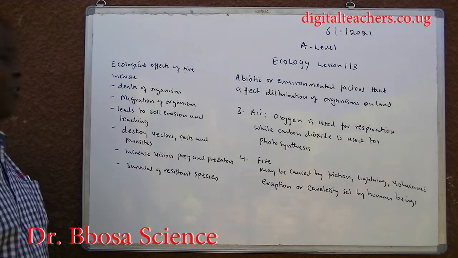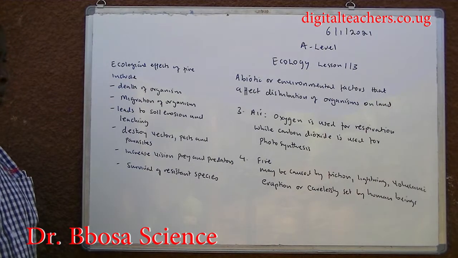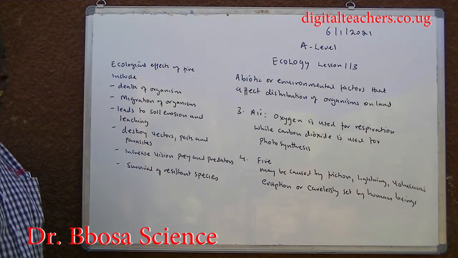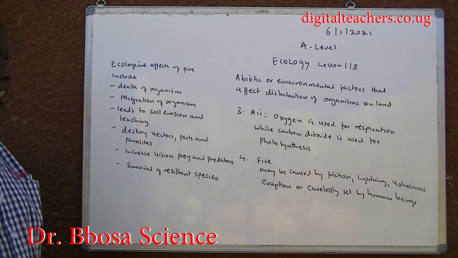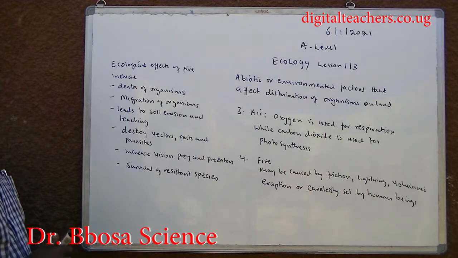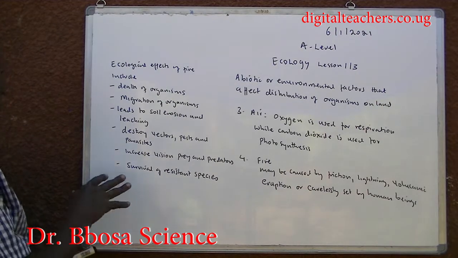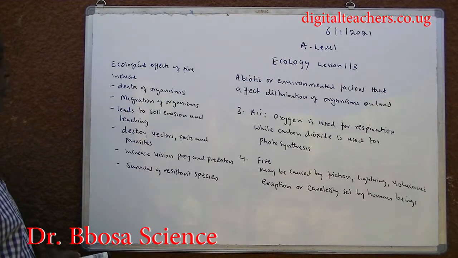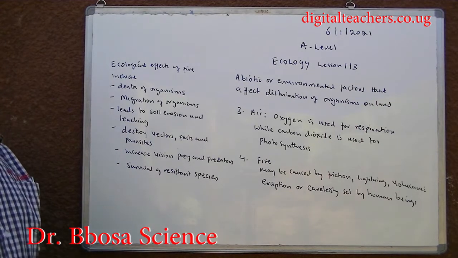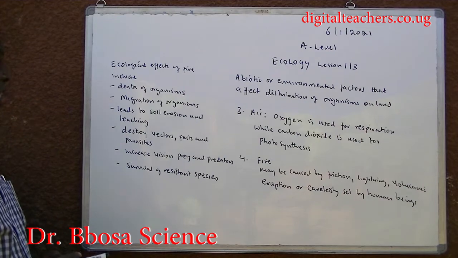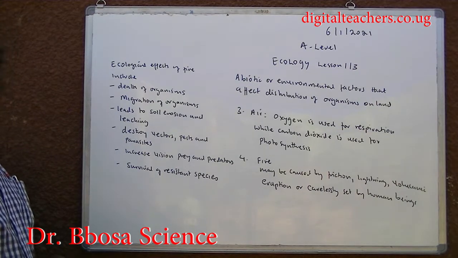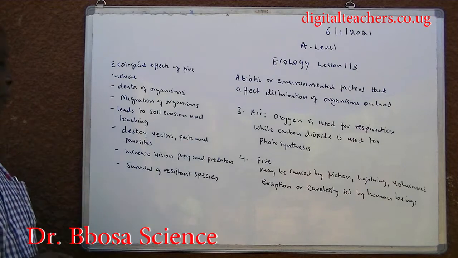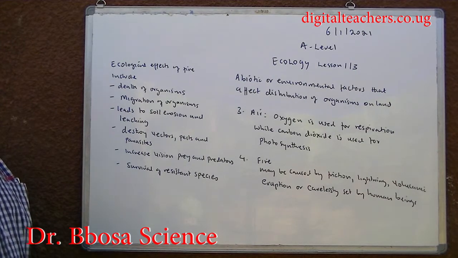Abiotic factor number 4 is fire. It may be caused by friction, lightning, volcanic eruption, or carelessly set by human beings. Ecological effects of fire include death of organisms, migration of organisms, soil erosion and leaching, destroying vectors, pests and parasites, increased vision of the prey and the predator to look far, and survival of resistant species.